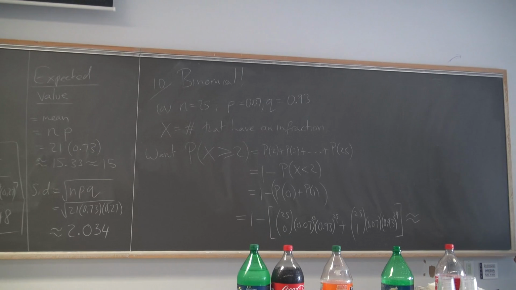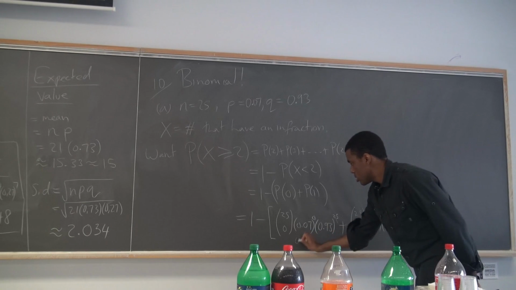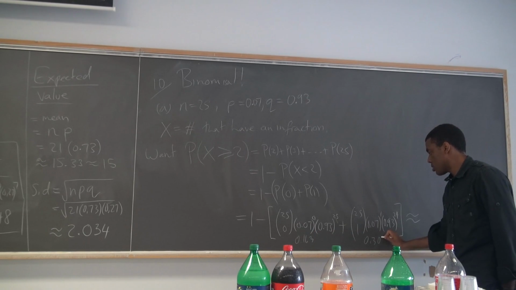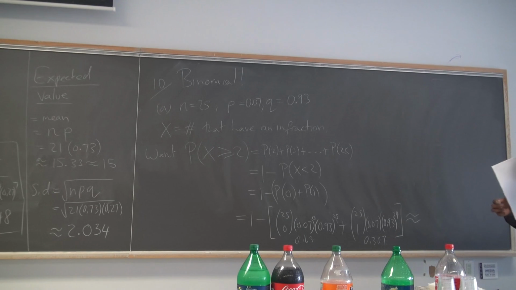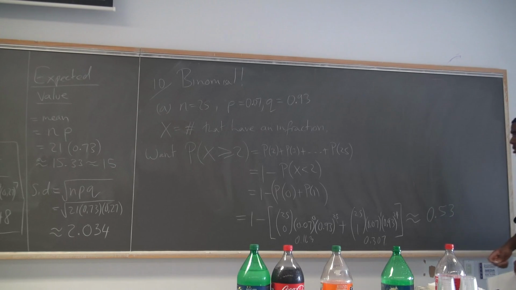And what would that be? 0.1629. The first one is 0.163 and the second one is 0.3066. So rounded to 0.307. I think that's for 3 decimal places, did they? 3 decimal places, okay. So 1 minus this plus that gives you 0.53. So there's actually over a 50% chance that 2 or more cars will have an infraction.